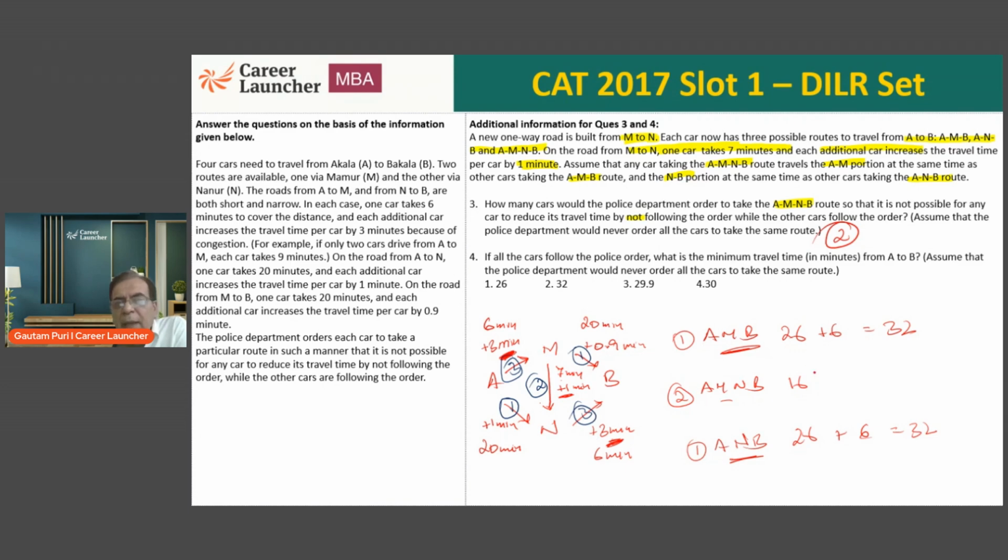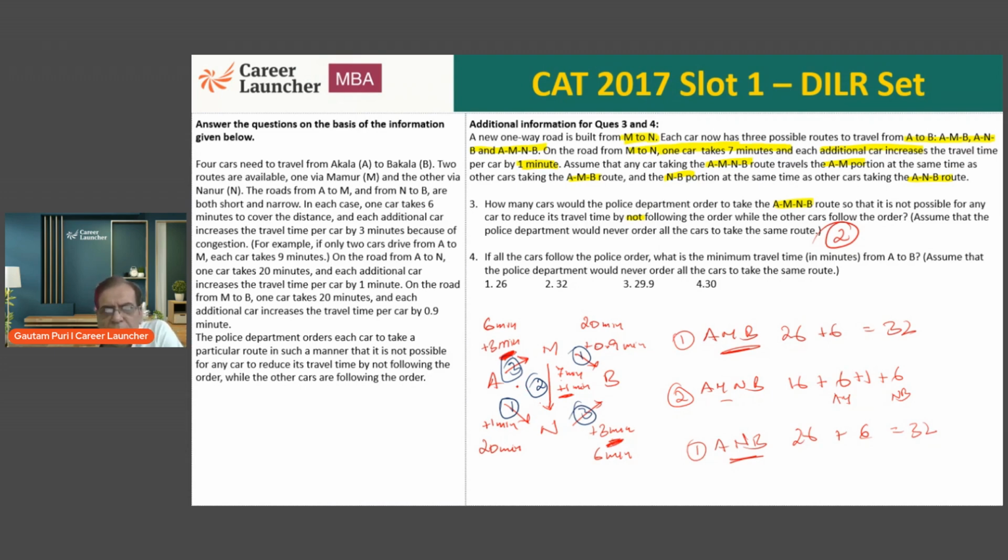And what about AM and B? As far as AM is concerned, 2 extra cars. That means additional 6 minutes. What about MN? How many cars? 1 extra car, so plus 1 minute. And NB, again 2 extra cars, so another 6 minutes. MN, NB, and 2 extra cars, so 6 minutes out here. Okay, so extra 6 minutes here.